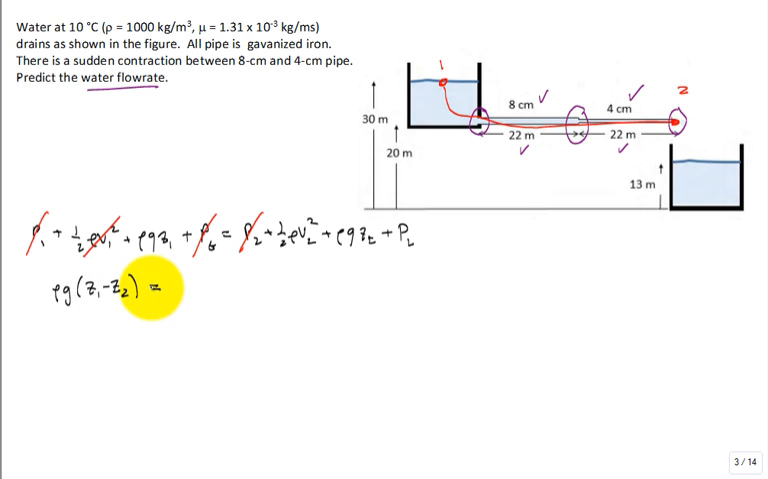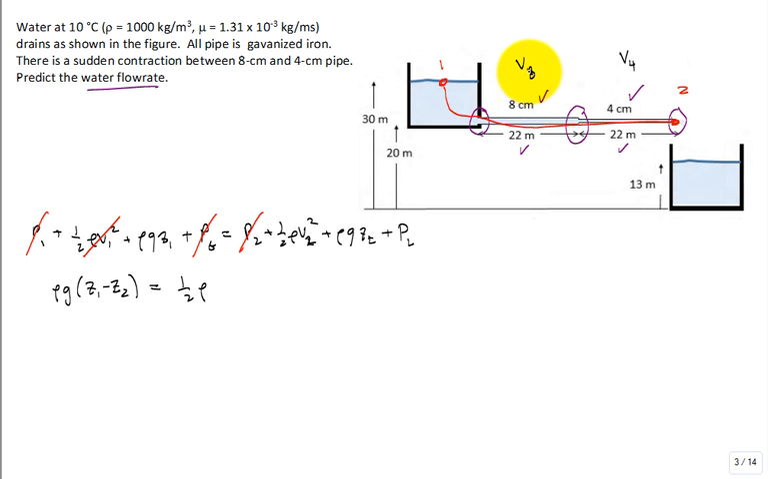It goes to kicking it out. Now this is a little challenging because I have the velocity at the exit. I'm going to call that the velocity in the 4 centimeter pipe. Why? Because the velocity in the 8 centimeter pipe is not the same as the velocity in the 4 centimeter pipe. So I'm going to introduce V8 and V4.